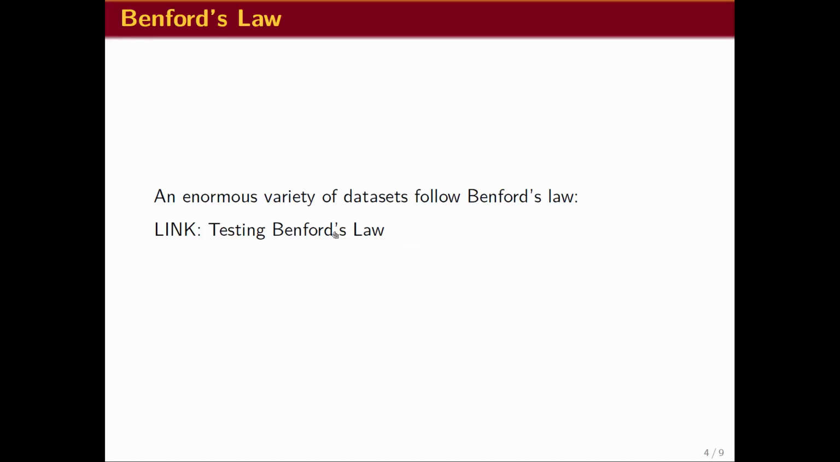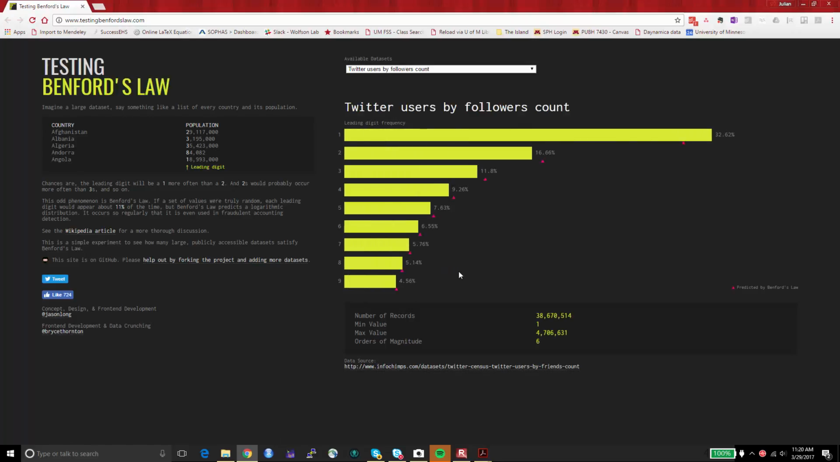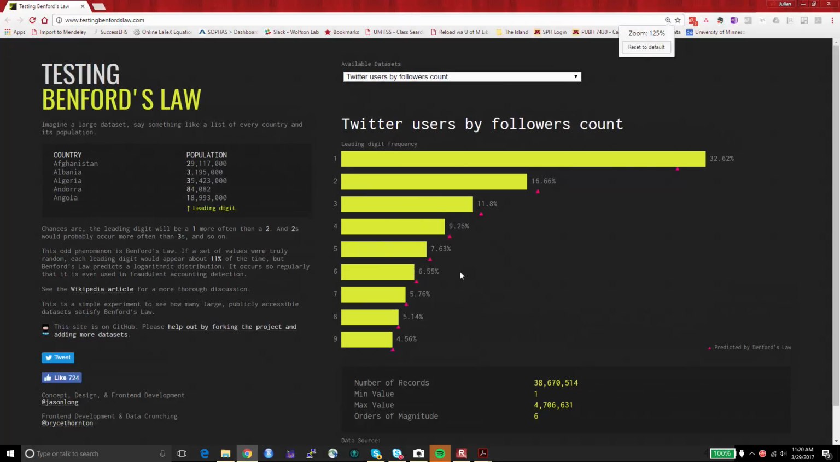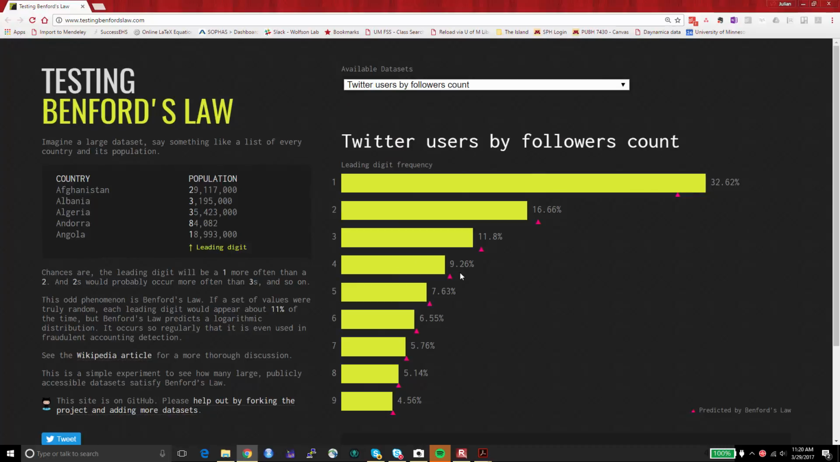So if you don't believe me, we can look at some examples here. Here are some actual data sets, and plotted for those data sets is the number of things with these leading digits, 1, 2, 3, 4, 5, 6, 7, 8, 9. So there's the data set of Twitter users by followers count. You'll see that about 30% have a 1 as the first digit, 17% have a 2, and so on. So this is clearly not uniform.